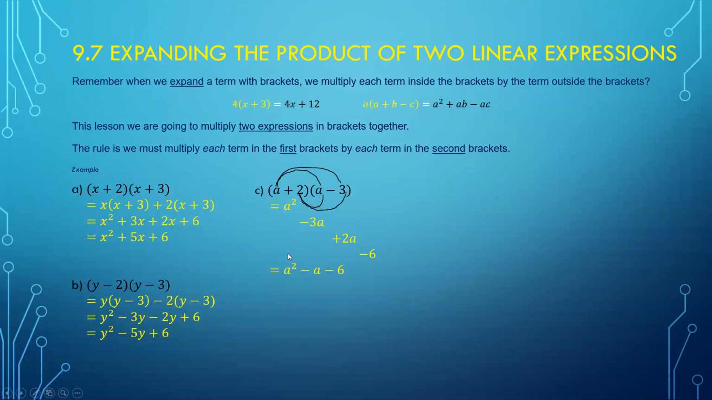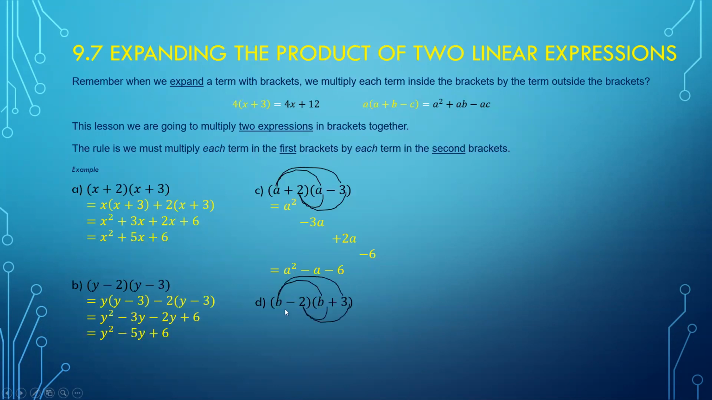So we have a squared, and this, you can see, is minus 3a plus 2a. That's why we get minus a in the end. And minus 6, still minus 6, right? So this is another way. If you don't like to write so much, you can just draw with lines, then you can simplify it in a quicker way, right? So another one, let's see.